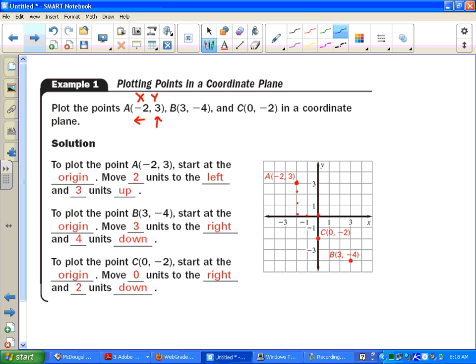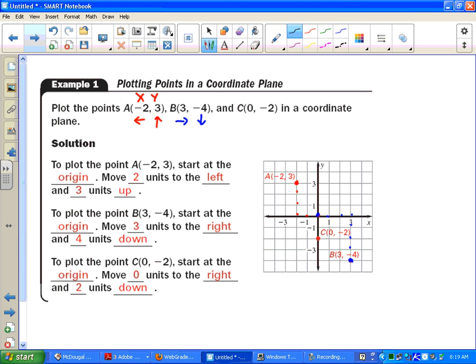Your second point, 3, -4, B, tells you to go to the right 3 times and to go down 4 times. So to the right, again, start at the origin and go to the right once, twice, 3 times, and down 1, 2, 3, 4 times.